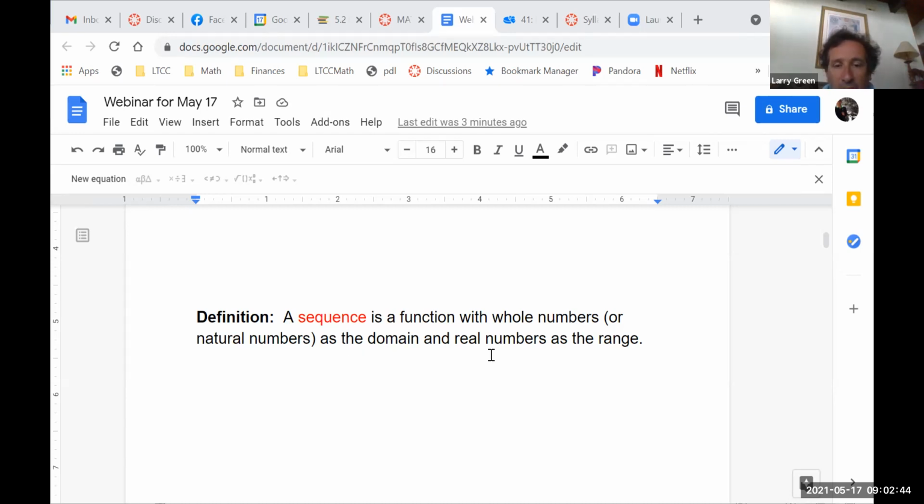Any questions on what a sequence is? Okay, we're going to be dealing with them and working with them a lot for the rest of the class. Let me give you a fun example.